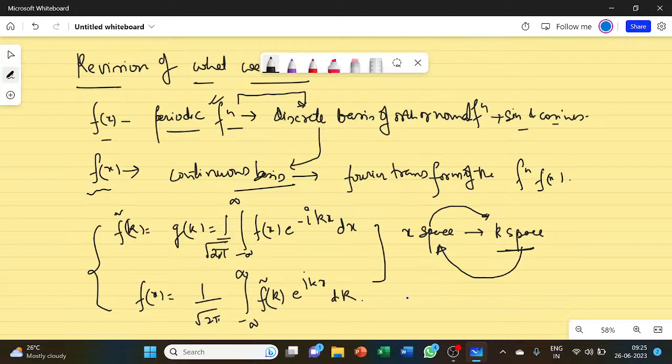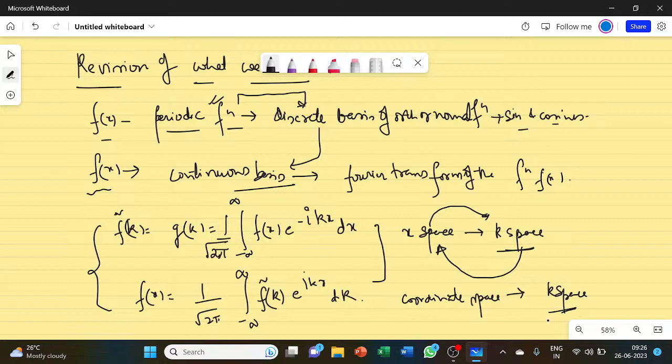So basically what you're doing is moving from a coordinate space to a k space. Okay, you are moving from coordinate space to the k space, when you are doing a Fourier transform.